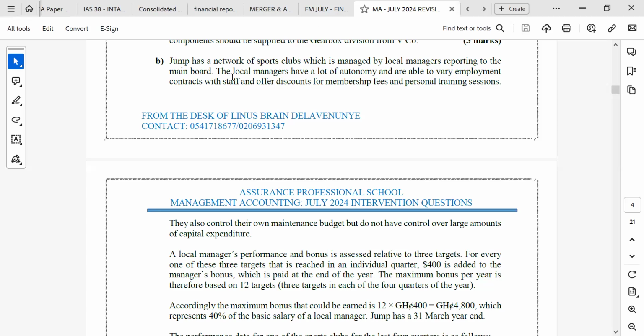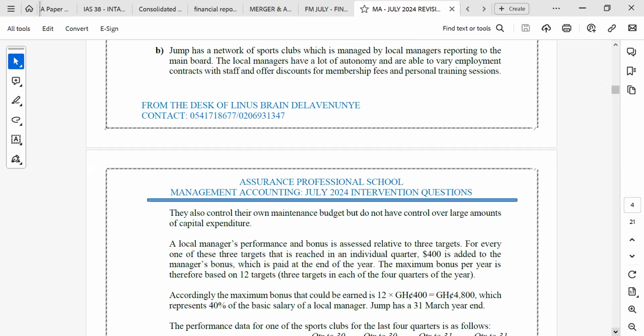JAM has a network of sports clubs, which is managed by local managers reporting to the main board. The local managers have a lot of autonomy and are able to vary employment contracts with staff and offer discounts for membership fees and personal training sessions. They also control their own maintenance budget, but do not have control over large amounts of capital expenditure. A local manager's performance and bonus is assessed relative to 3 targets. For every one of these 3 targets that is reached in an individual quarter, $400 is added to the manager's bonus, which is paid at the end of the year.